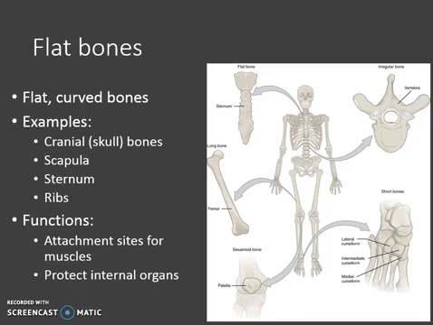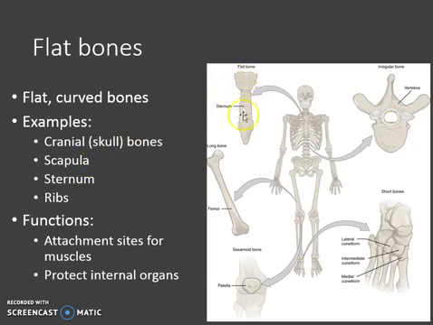Flat bones typically have a flat shape, but they also tend to have a little bit of a curve to them. Flat bones are typically found in the skull. So the cranial bones include things like the frontal bone, parietal bones, and occipital bone. Those are all examples of what we call a flat bone. The scapula is the shoulder blade, and that's an example of a flat bone.